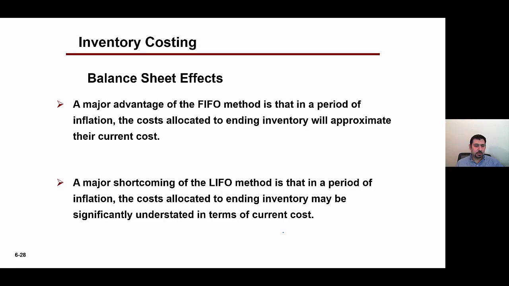For example, in the book there's an example given about Caterpillar, where they use LIFO and their ending inventory is around $5 or $6 billion. However, if they used FIFO, it would go up to around $9 billion. However, why do you think that companies at that point don't immediately switch to FIFO?